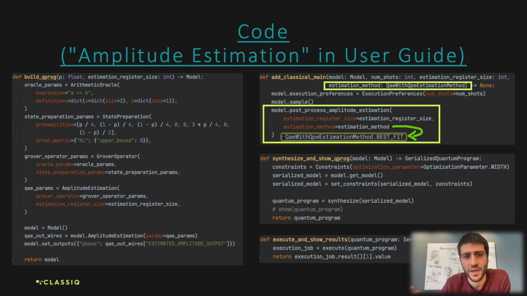In the add classical main part, we do sample, which is the repeated executions given num shots, and the post-process part that extracts the result. In the synthesize function, we take the model with its classical main, we synthesize it to a program, we can show it to graphically see the circuit, and to execute it and show the results.